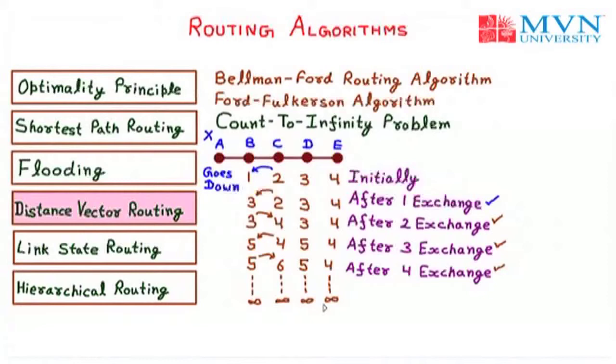That's why we call it the problem of count to infinity. The problem only arises when A just goes down. That is all about the distance vector routing.